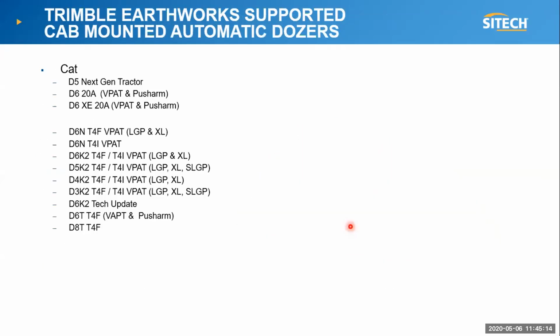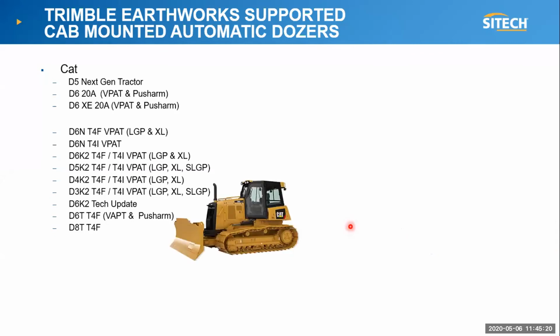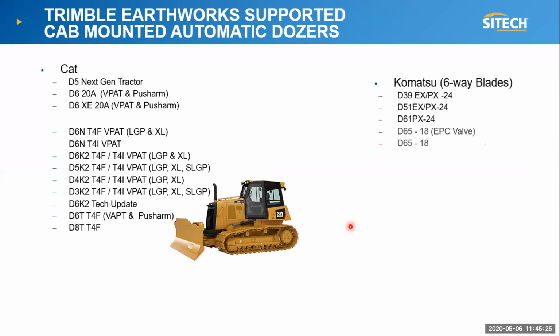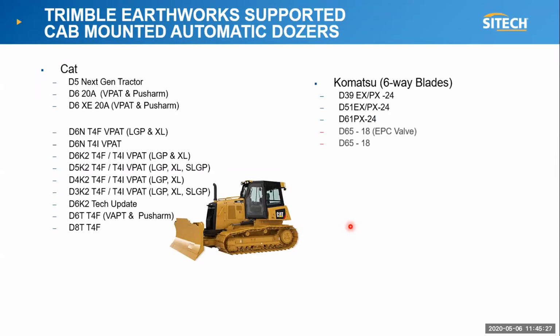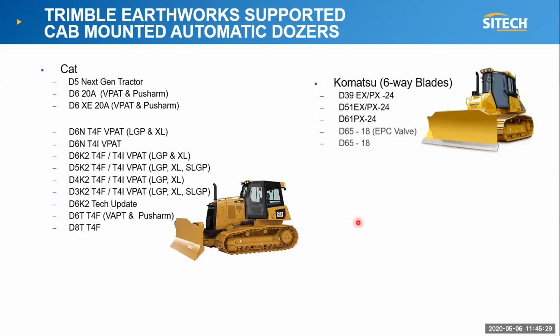Moving on to the cab mounted dozers supported by Trimble Earthworks. This list is ever growing. There's the list of the Cat dozers that we have, Komatsu. One particular mention on the Komatsu side of it, the D65-18, which has the EPC valves on it. We work very well with these machines also. We connect to that EPC valve, install a counterbalance, and then we have the Trimble functionality on that machine also.